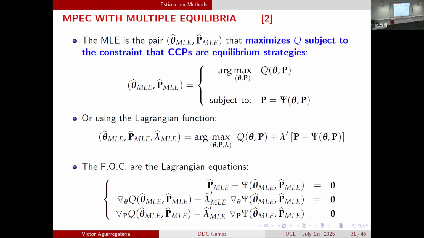As you can see now, the dimension of the problem is huge, okay? We have transformed a problem of optimizing with respect to a few structural parameters into optimizing with respect to theta and this huge vector of parameters that can contain millions of choice probabilities, and the lambdas that have the same dimension as P. There is a Lagrange multiplier for every possible value of the choice probabilities, okay? And this is a huge dimensional problem.